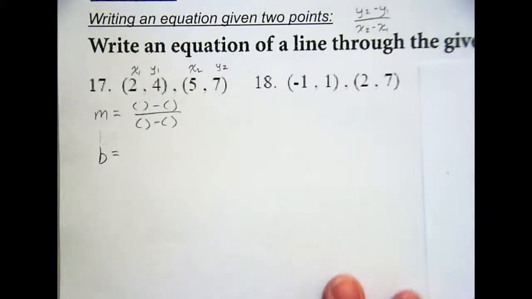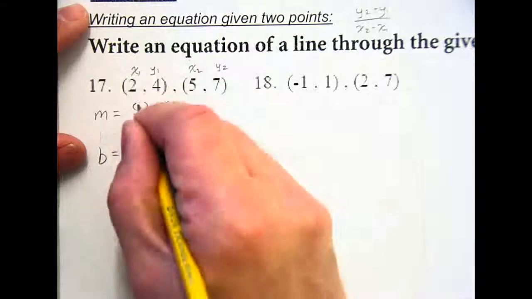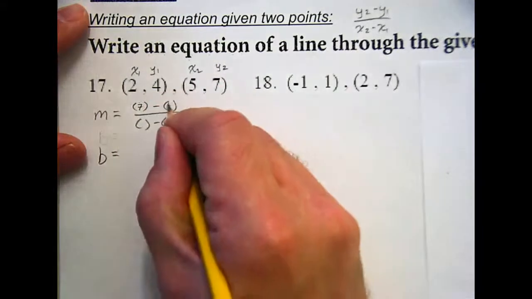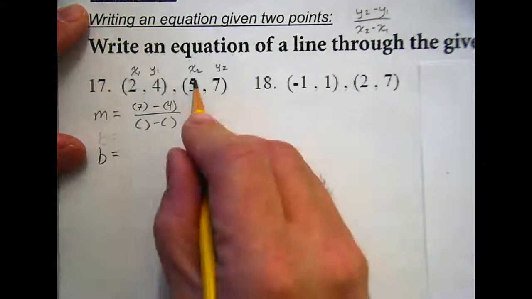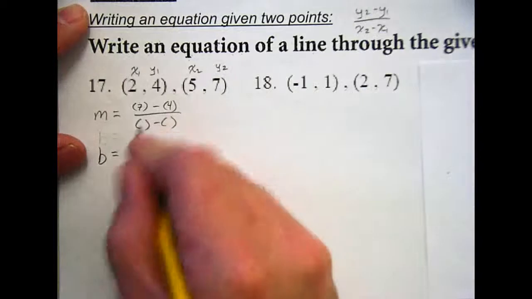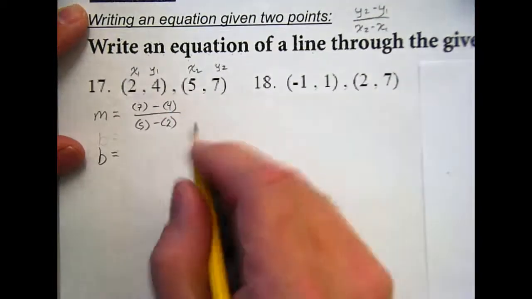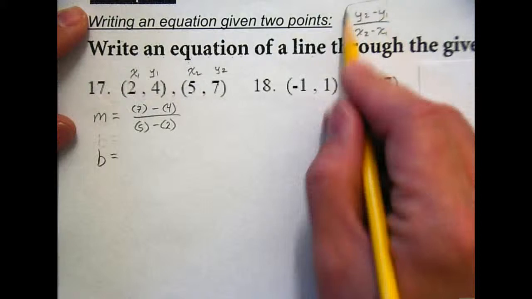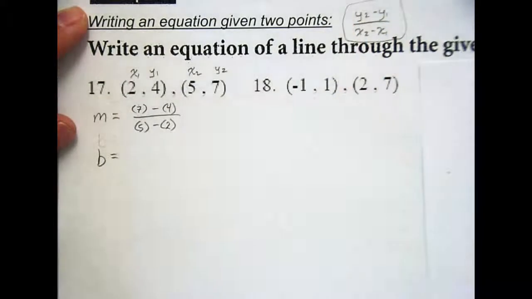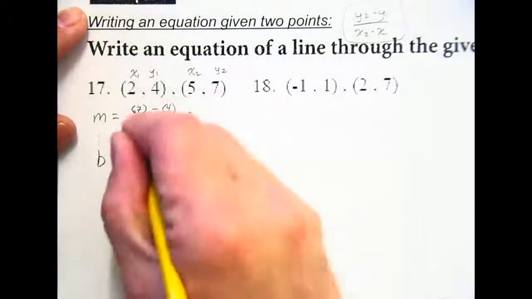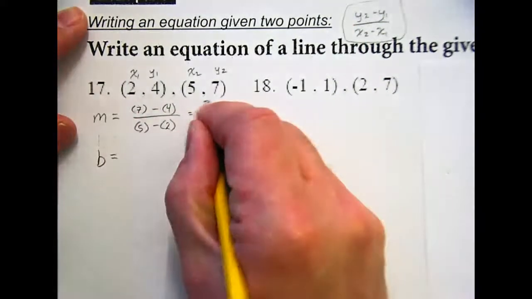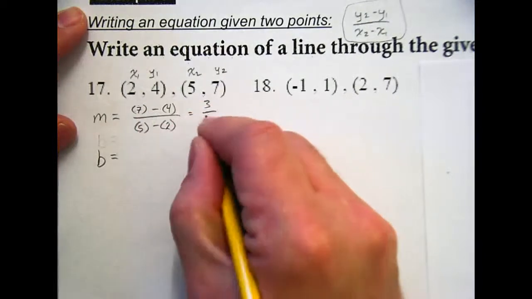So the first one is y2. y2 is 7. y1 is 4. x2 is 5. And x1 is 2. So getting the things plugged in correctly, you may want to write that equation down on the top of your paper when you're doing those. 7 minus 4 is 3. 5 minus 2 is 3.